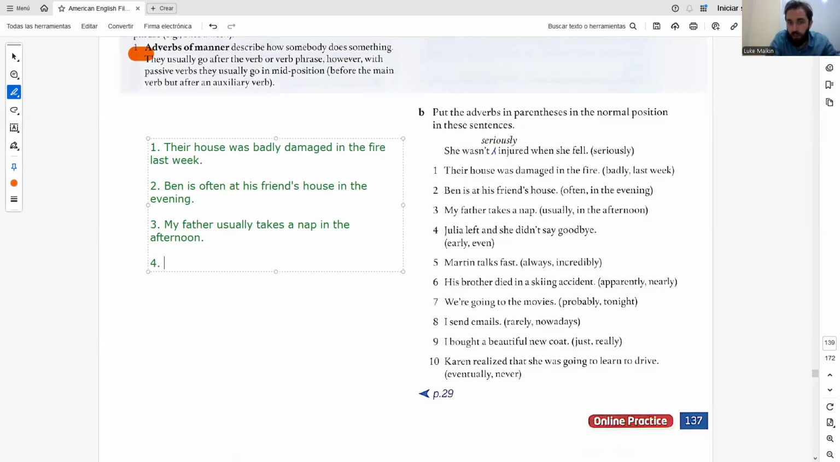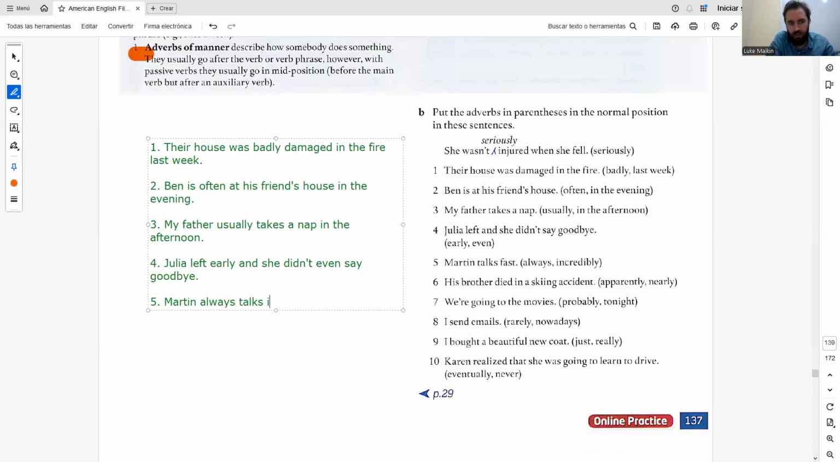Number 4, Julia left early and she didn't even say goodbye. Going in a mid position here for even. Didn't even say goodbye. This is to give extra emphasis. It splits up that part of the sentence to make it sound more emphatic.